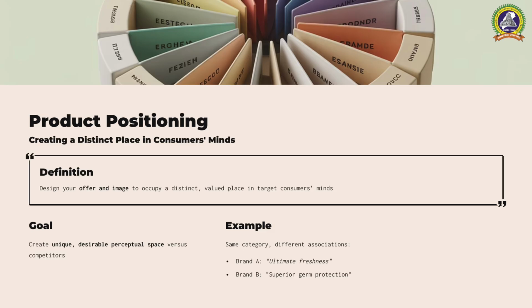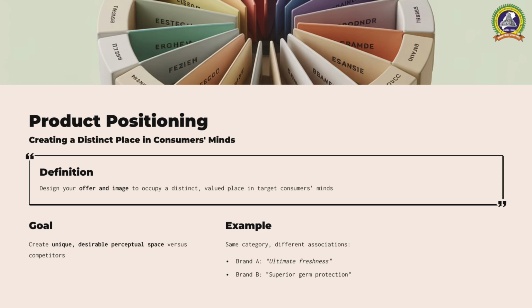This brings us to the third and final part of our STP framework, that is product positioning. You have segmented the market, you have targeted a segment, now you must position your product. So, what is positioning? It is the act of creating an image about a product or brand in the customer's mind. Kotler defined it as the act of designing the company's offer and image so that it occupies a distinct and valued place in the target customer's mind.